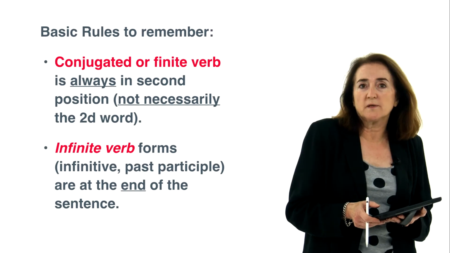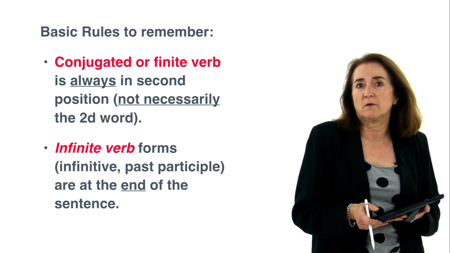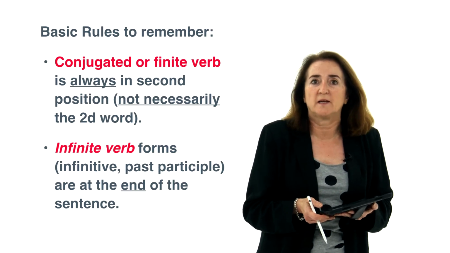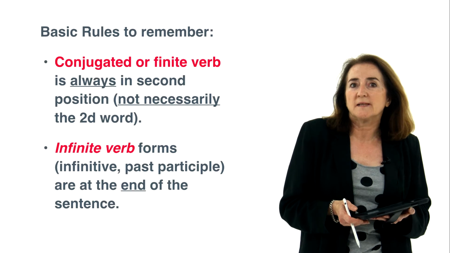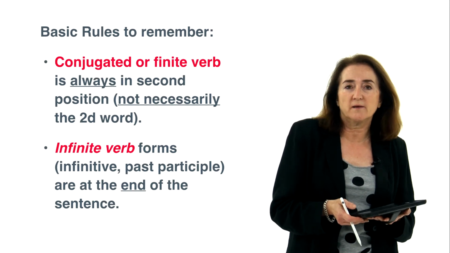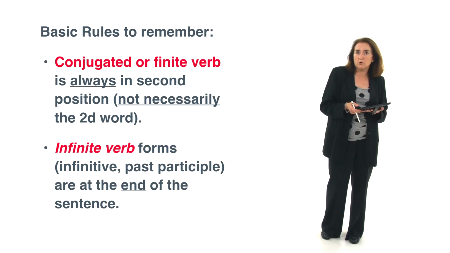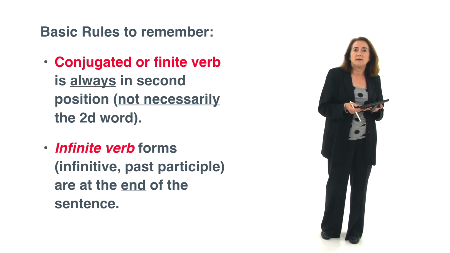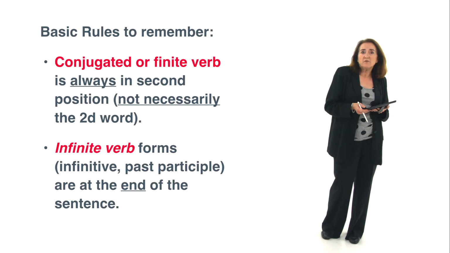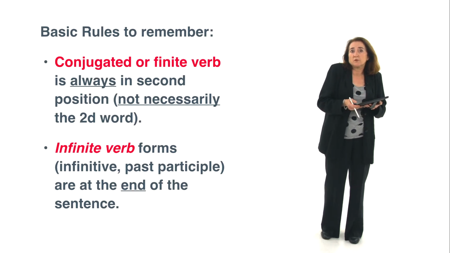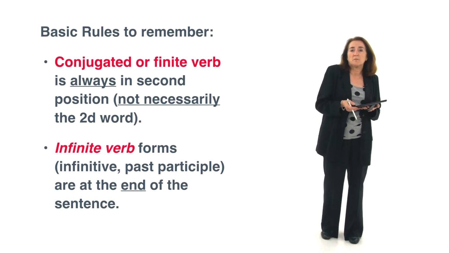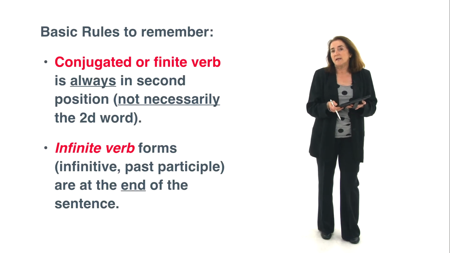So basic rules one needs to remember. The conjugated, also called finite verb, is always in second position. It's the second sentence element. It's not necessarily the second word, and I'll explain that later. The infinite verb, which could be an infinitive or a past participle, is at the end of a German sentence.